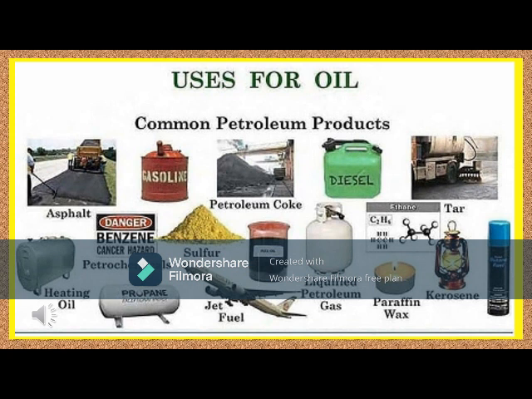Uses for oil. Common petroleum products, we have asphalt, heating oil, benzene, propane, sulfur, gasoline, petroleum coke, jet fuel, diesel, we have LPG, ethane, paraffin, tar, and of course, kerosene.